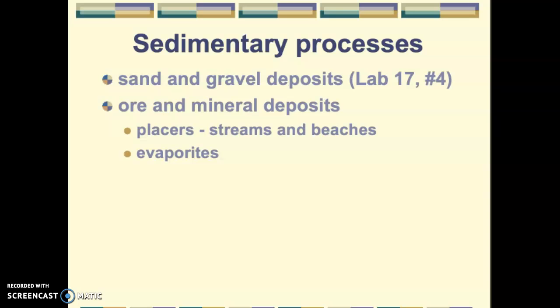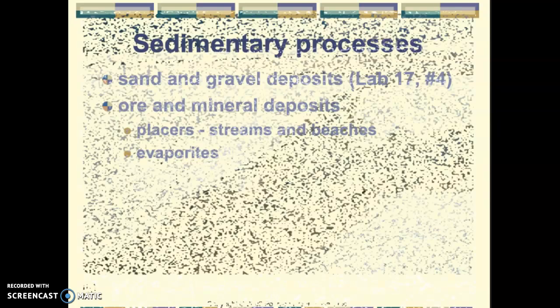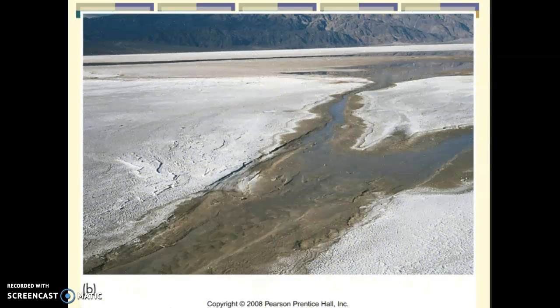Evaporite deposits are another important type of sedimentary process, and this is what you get when water evaporates. Now this shows a natural environment where water is evaporating and leaving some kind of mineral crystal behind. That's the white crust. It could be sodium chloride, it could be calcium carbonate, it could be gypsum, it could be several different things. So it just depends on the chemistry of the water that's evaporating.